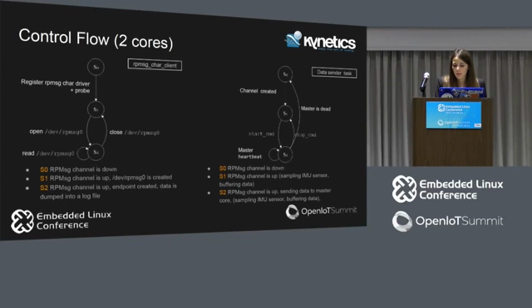If the stop CMD interrupt arrives, it just goes back to just reading samples from the EMU and buffering data. And if the master heartbeat doesn't arrive at the expected time, the MCU just assumes that the MPU has crashed, destroys the channel, and goes back to the first state.